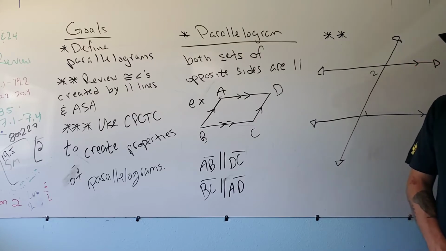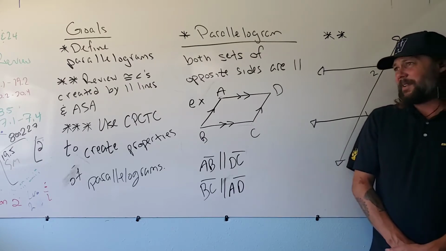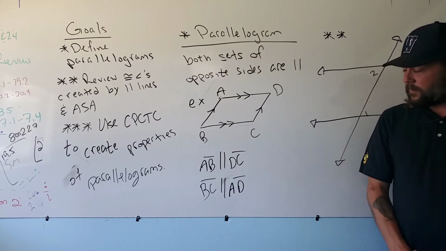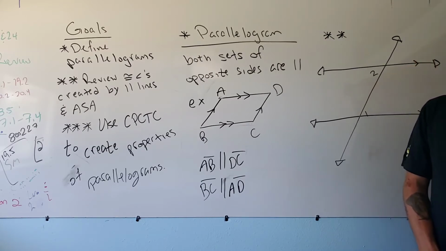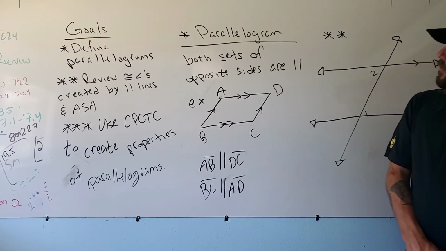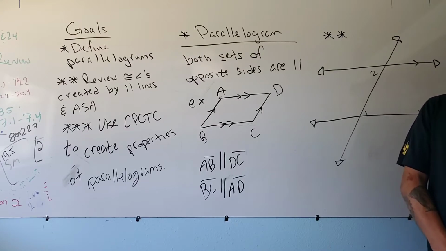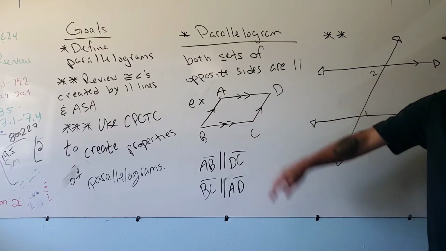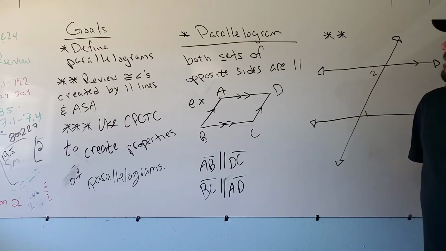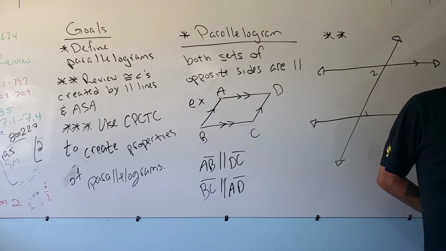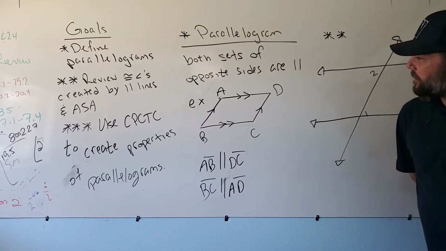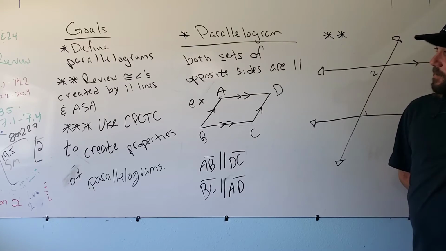So today's goals, we actually have 3 goals, and we're going to accomplish more than 3. But the first 2 goals, I think, are really simple, and then we'll see how we've used previous concepts to create properties of a 4-sided shape. So let's go ahead and jump in.